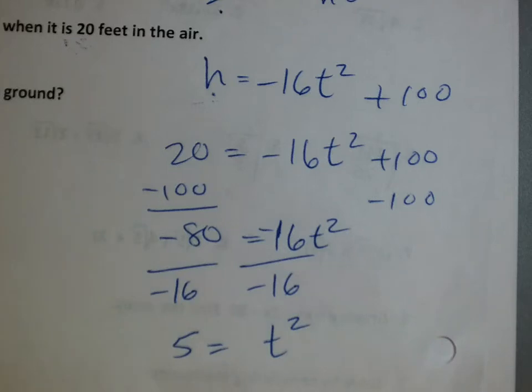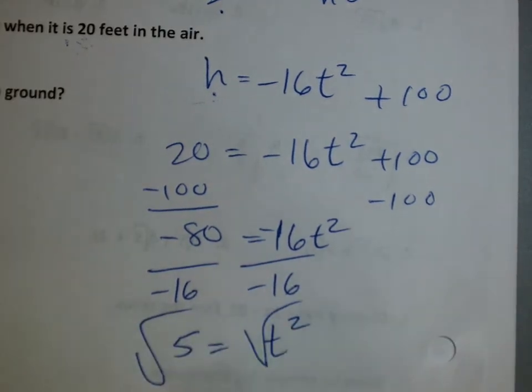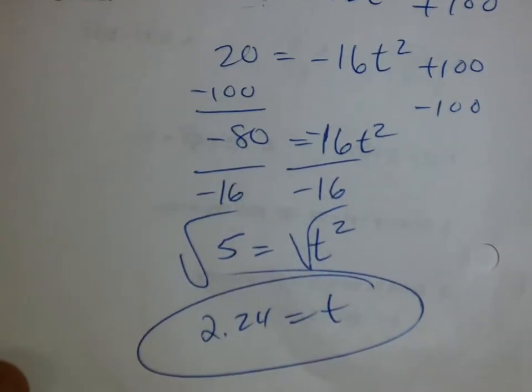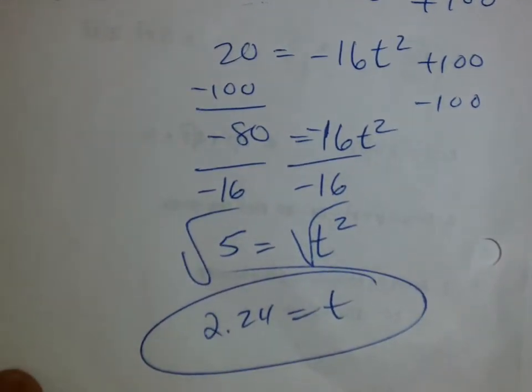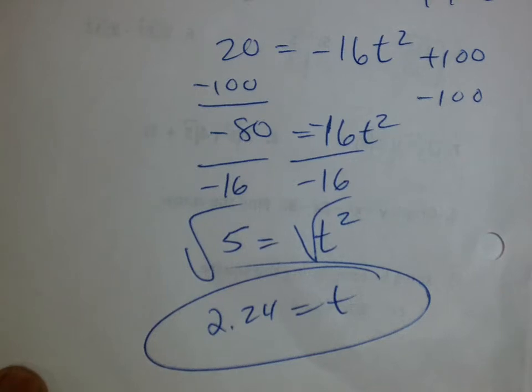Now, there are two answers, but we will not take the negative because you can't have negative time, right? Square root, and it's about 2.24 for t, okay? Or we could just say it's square root of 5. I would take that because that's such a better answer.